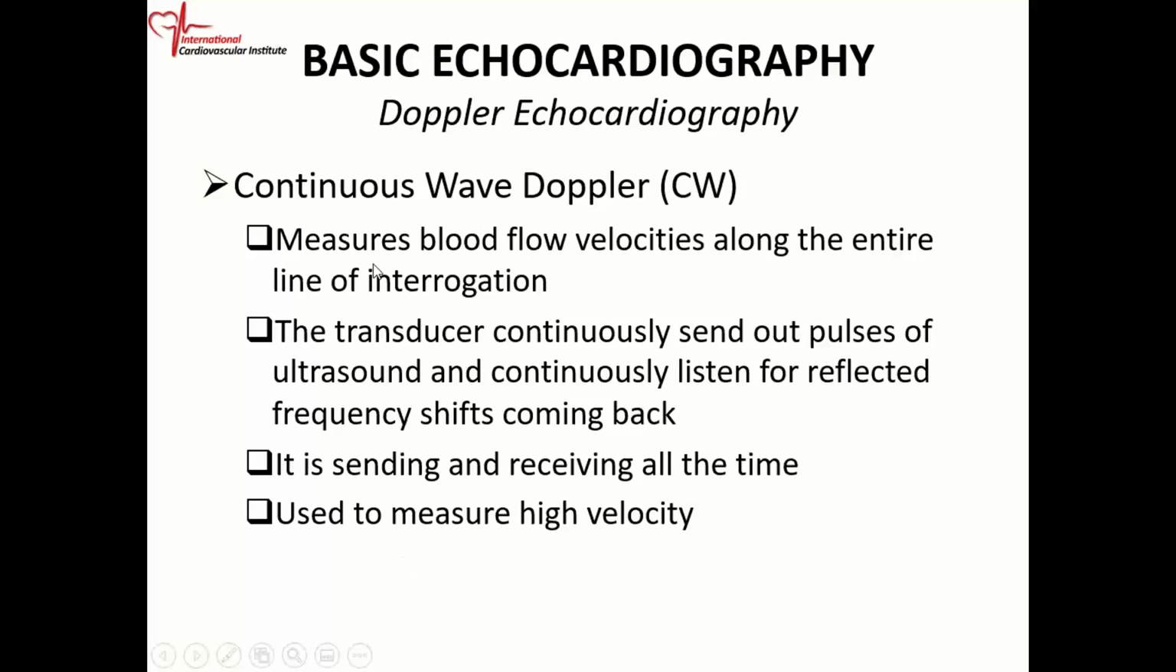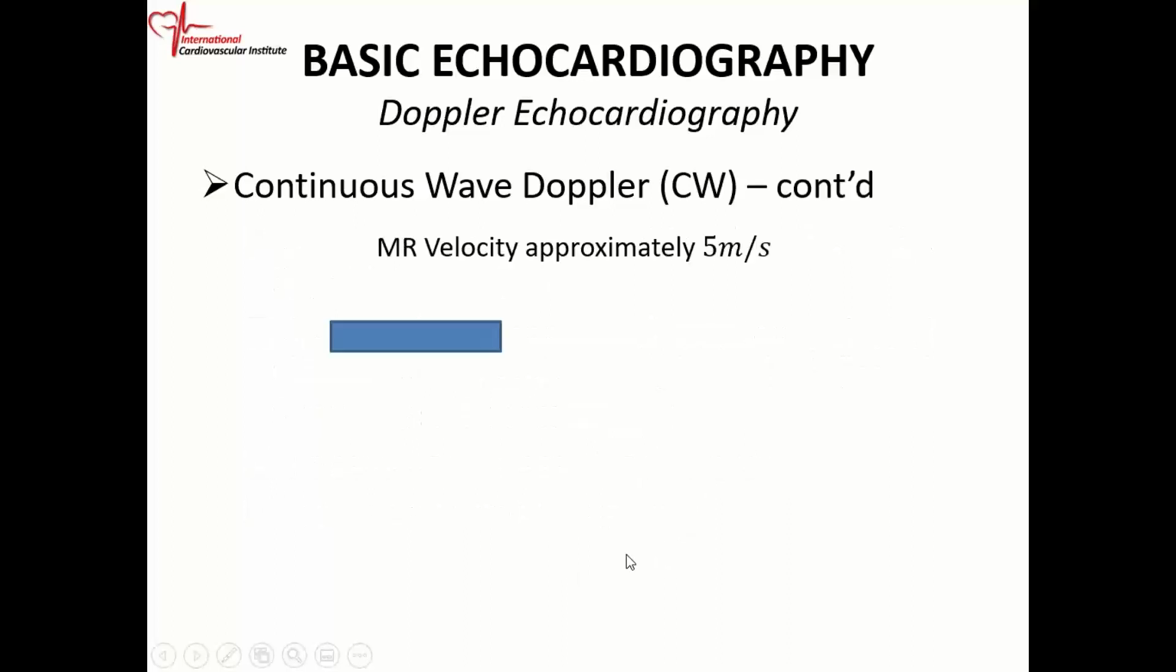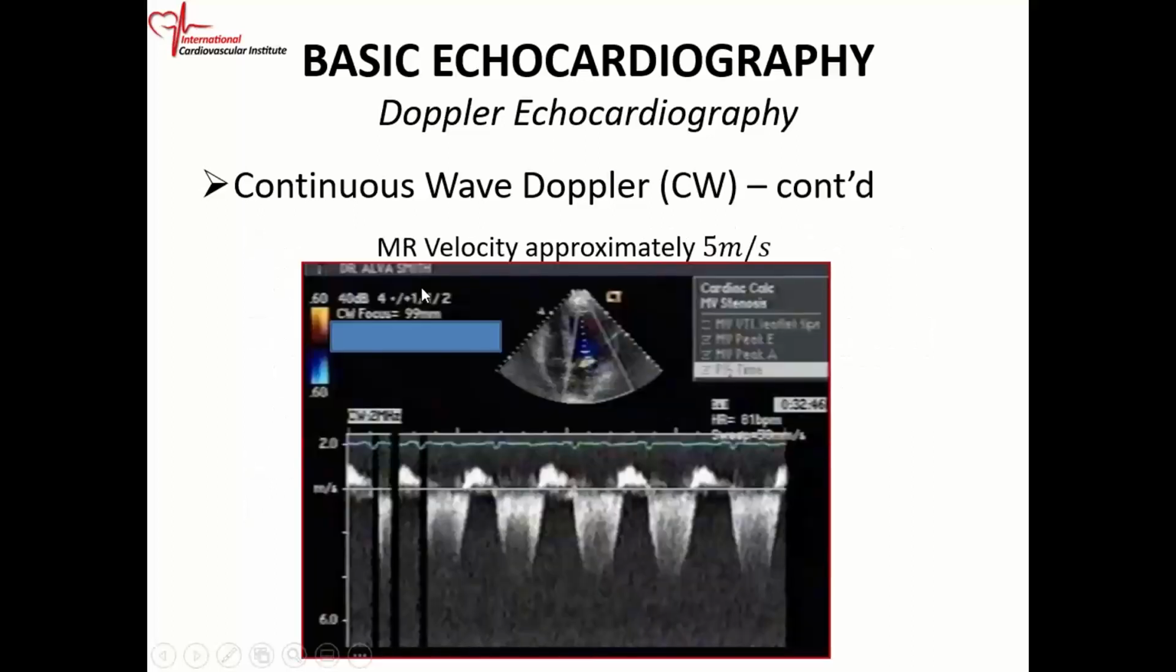So we can use continuous wave Doppler to measure high velocities. An example of that is mitral regurgitation. So again, you have your two-dimensional echo on top. This is the transducer. Your cursor is across the mitral valve. The sample volume is right at the mitral valve.